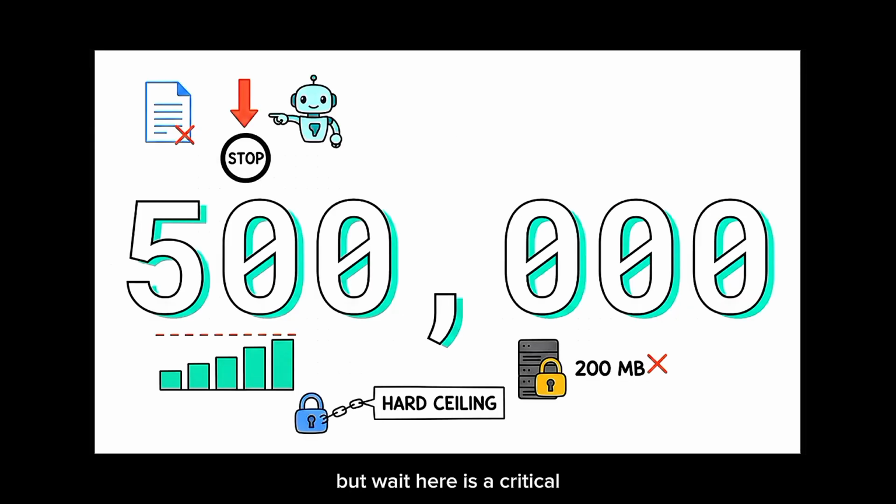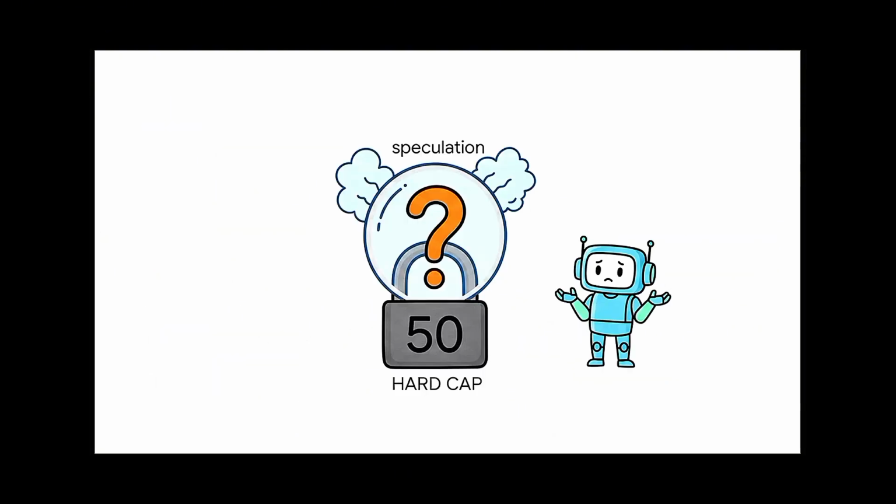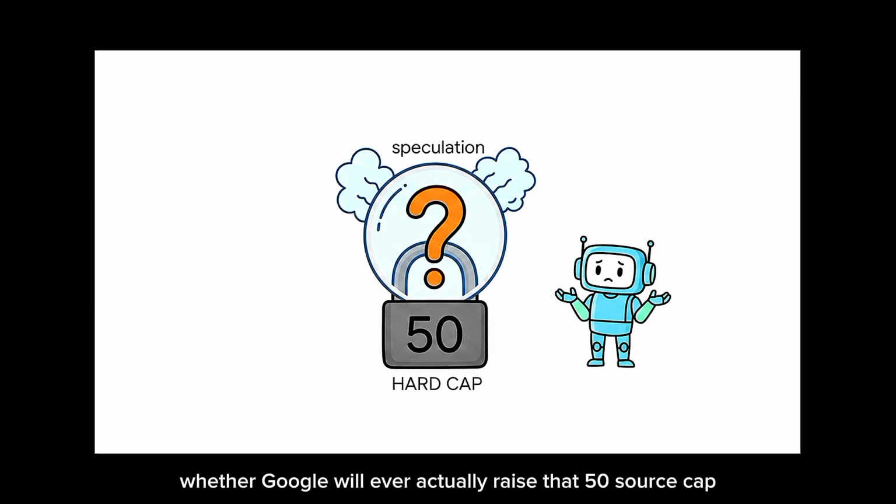But wait, here is a critical, confirmed fact that you absolutely need to understand. The hard ceiling of 500,000 words or 200 megabytes per source never increases. That ceiling stays exactly the same even if you're paying for the very highest tier. And right now, it is purely speculation whether Google will ever actually raise that 50 source cap for free tier users. As of today, we have zero confirmed data suggesting a free tier expansion is even coming.